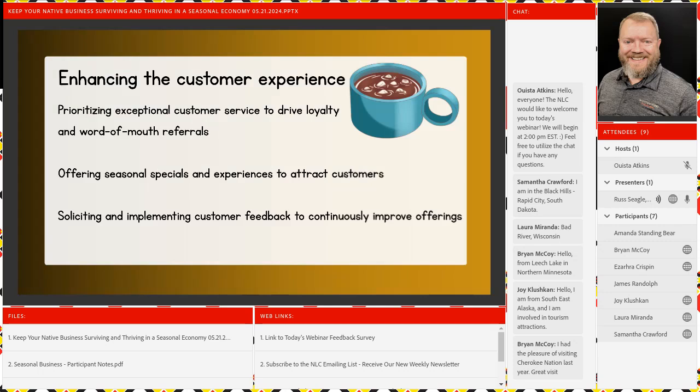We want to enhance the customer experience. Seasonal businesses have a tremendous opportunity to take care of customers like year-round businesses can't do it and won't do it. Because we have such a short amount of time with our customers, we have the ability to drive loyalty. We can drive word of mouth referrals. And by referrals, I don't mean hope people say nice things about you, because they won't. You have to ask them.